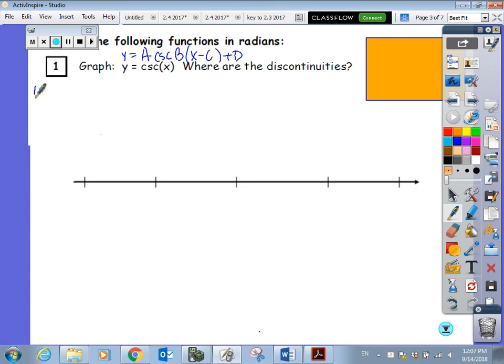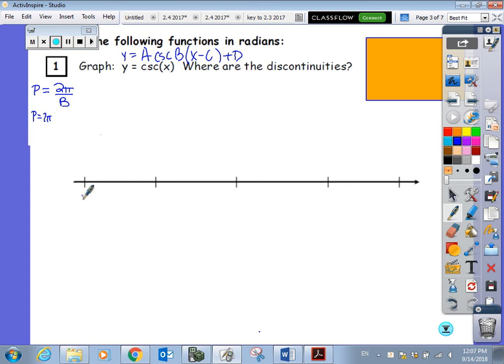So first, I'm going to find the period. The period equals 2 pi, or 360, but the directions say radians, so I'm going to say 2 pi over b. Well, in this problem, b is equal to 1, so our period here is just 2 pi. There is no c value, there is no d value. So there's no horizontal shift, there's no vertical shift.